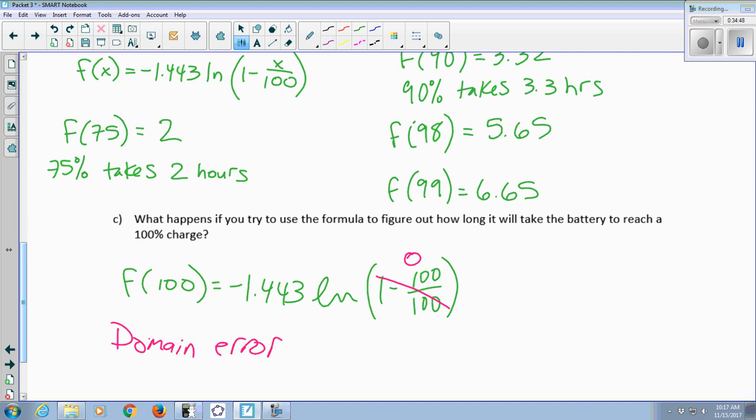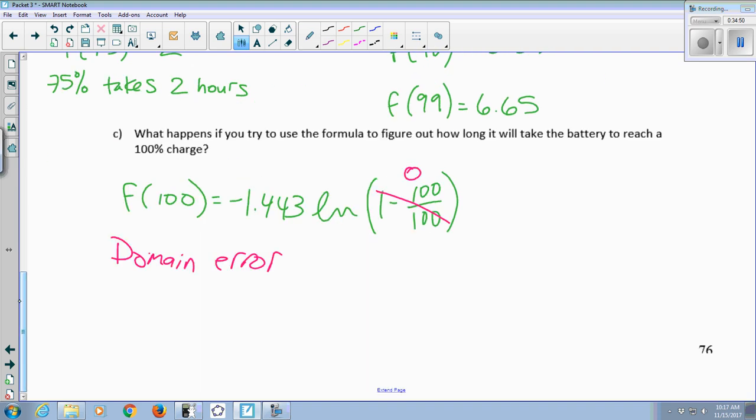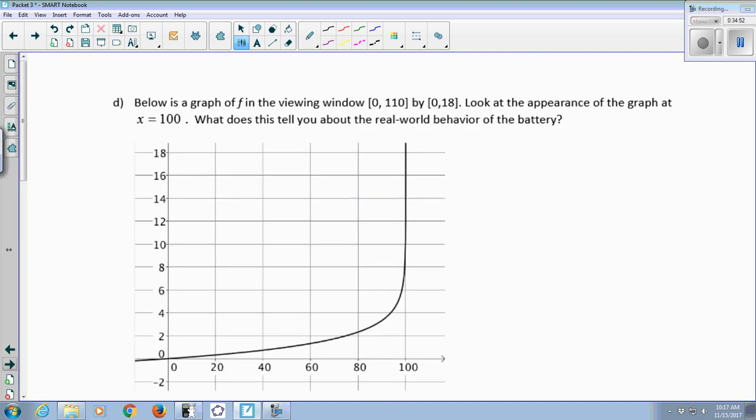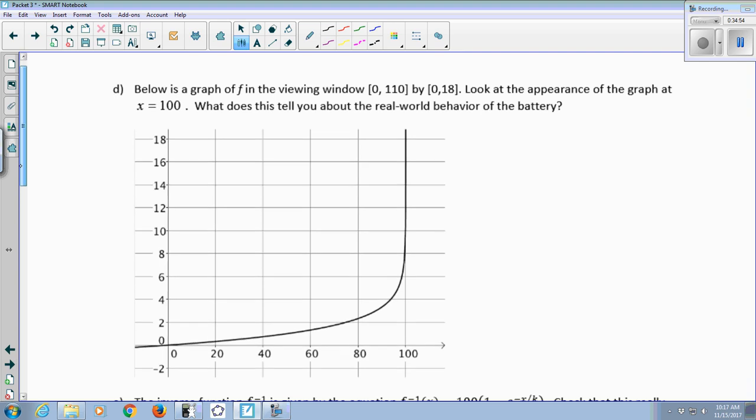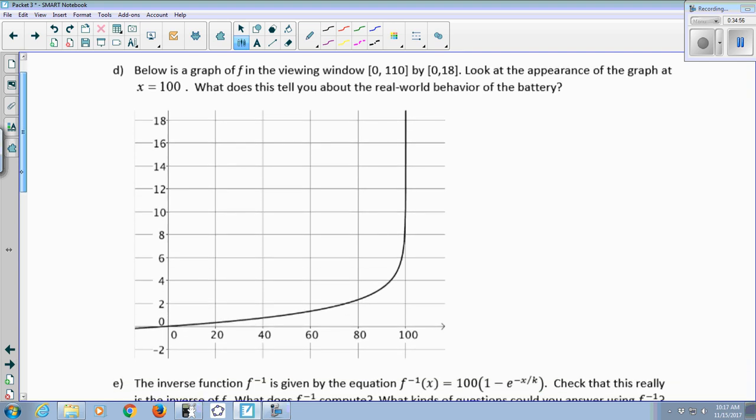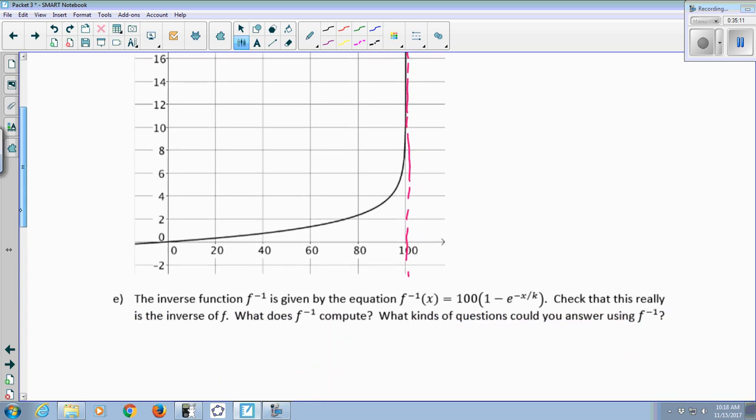So that's actually an asymptote. If I look at my graph of f of x, at 100 I have a vertical asymptote, which suggests that you can never actually hit a 100% charge. The time just keeps increasing, increasing, but you never actually get to 100.